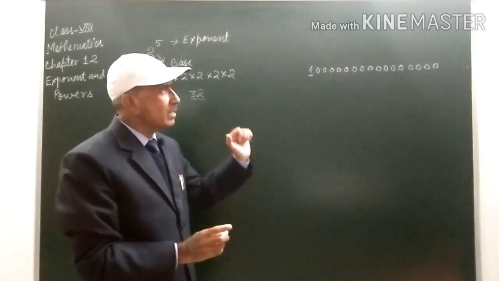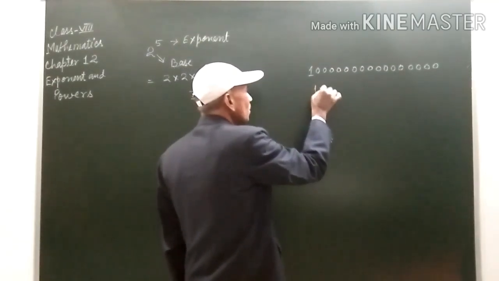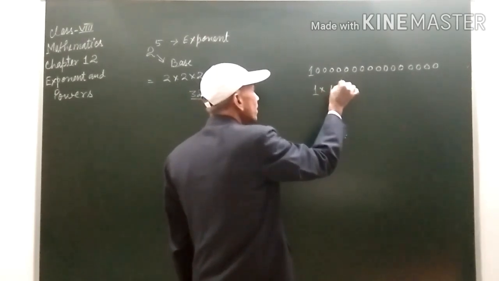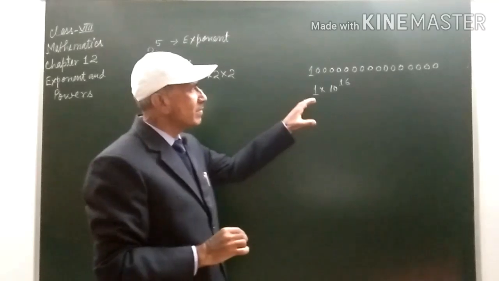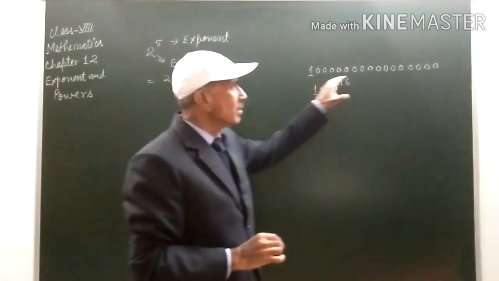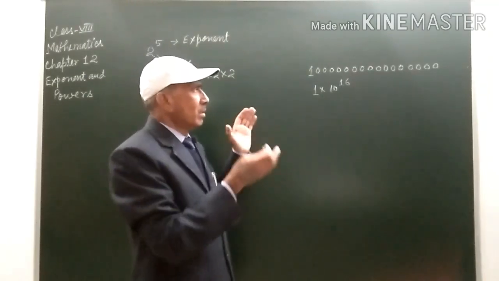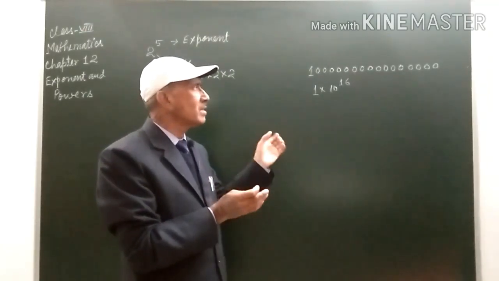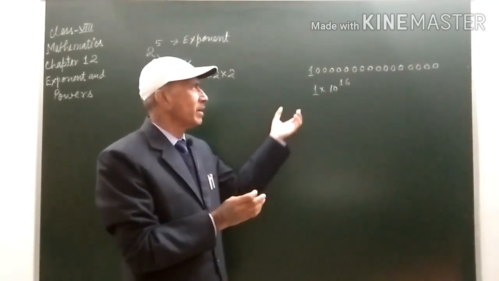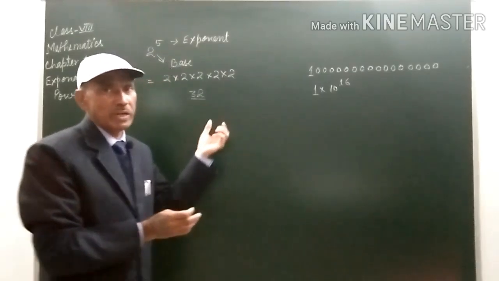We can write it in exponential form like this: 1 into 10 to the power 16. If we multiply 10 16 times, then we will get this number. Clear? So, to write a number in short form or in scientific notation, we will write like this. We will use the exponent.